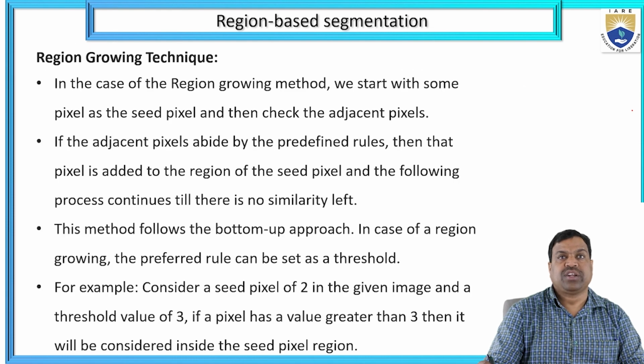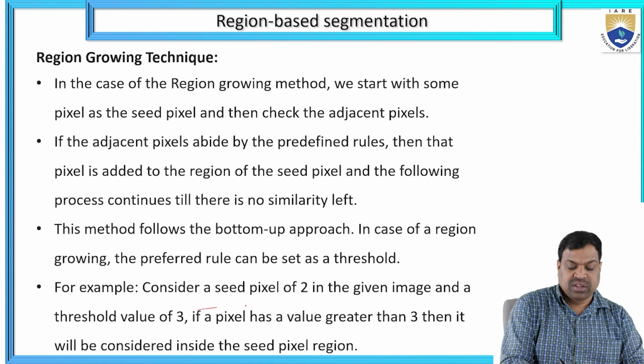The region growing technique is a method where we start with some pixels as seed pixels and then check the adjacent pixels. If the adjacent pixel obeys the predefined rules, then that pixel is added to the region of the seed pixel, and the process continues till there is no similarity left. This method follows the bottom-up approach. In the case of region growing, the preferred rules can be set as a threshold.